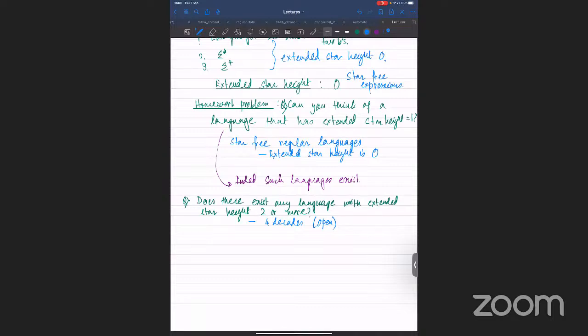Now we will discuss something called the finite power property of a language. In short, this is called FPP. So what is a finite power property?